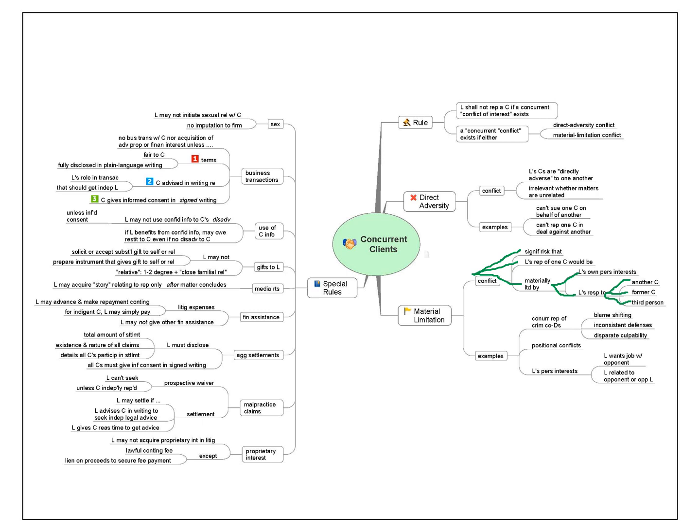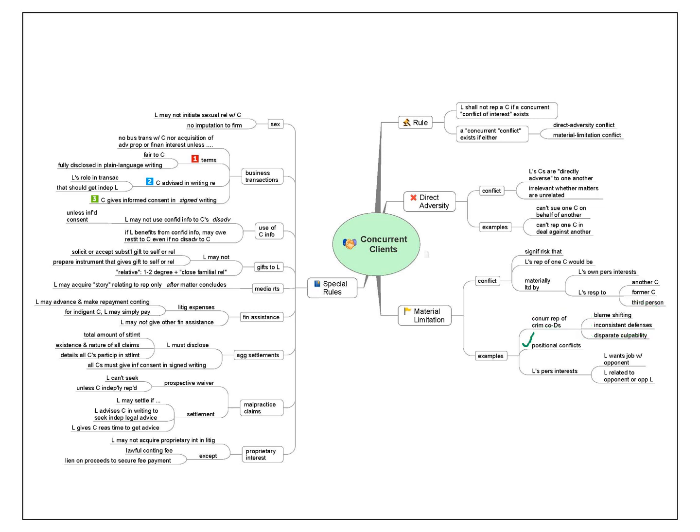What are some examples of material limitation conflicts where there's a significant risk that the lawyer's representation of a client is impaired by some other interest that the lawyer might be influenced by? Well, concurrent representation of criminal defendants. Remember, criminal defendants might want to shift blame from one to the other. They might have inconsistent defenses. They might have disparate culpability and different incentives for entering into plea deals, for example.